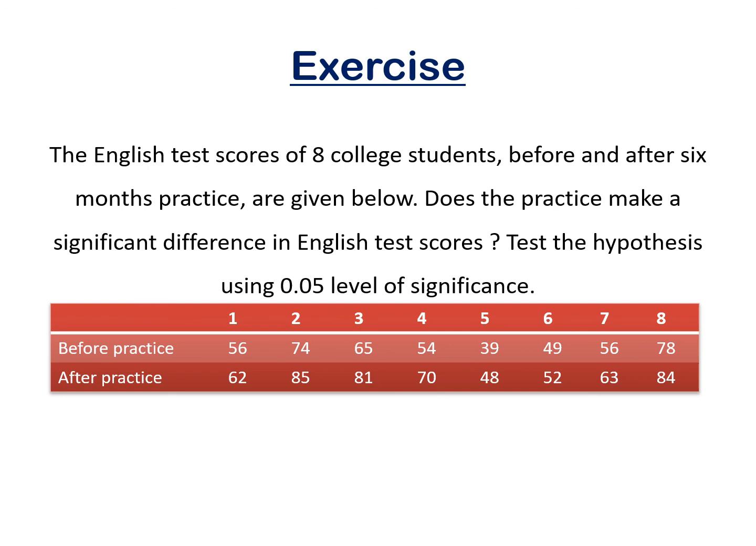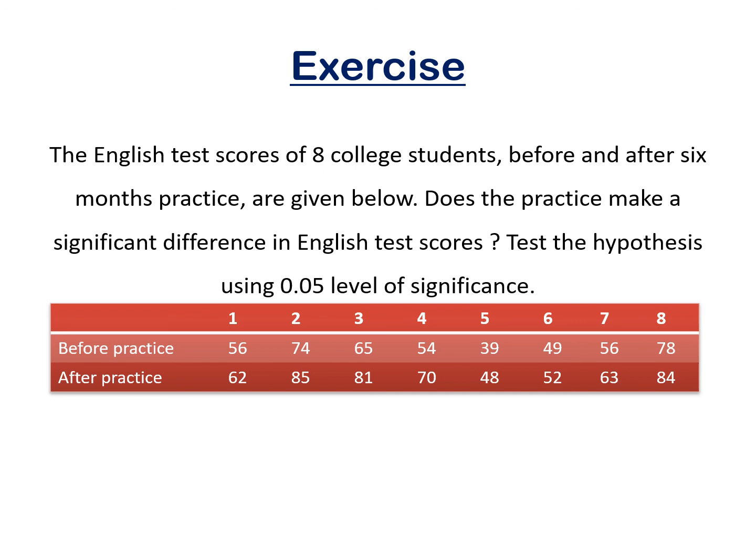Now again, I have given an exercise for you. The English test scores of 8 college students before and after 6 months practice are given below. Does the practice make a significant difference in English test scores? Test the hypothesis using 0.05 level of significance. Now again, what are the things you need to remember? What is the independent variable? How many levels are there? What is the dependent variable? And what is the nature of the dependent variable? These two points are very much important.